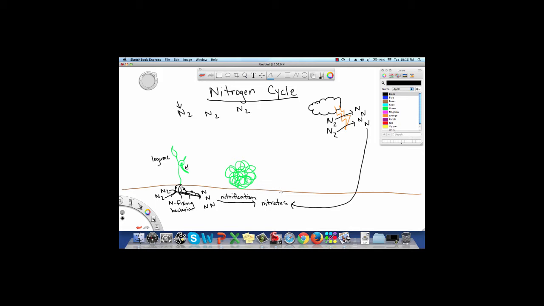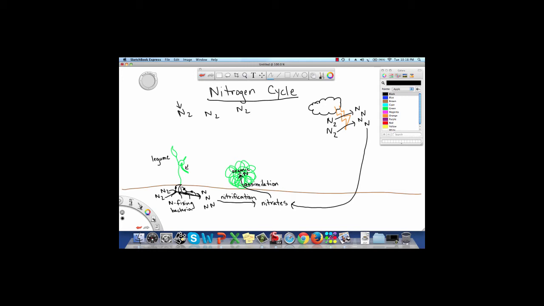Now the nitrogen is available to living beings like you and me. Okay, so here's our nitrates. We're going to draw an arrow up into our green plant here. Next to this arrow, I'm going to write assimilation. That's the process that's taking place here. And this plant now contains organic nitrogen. Okay, it's in the leaves and in the seeds and all that.